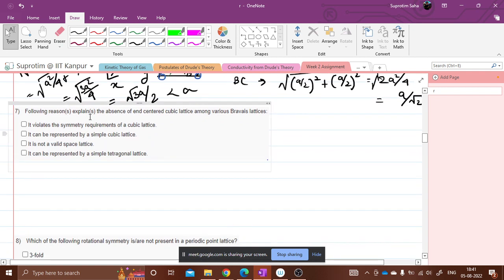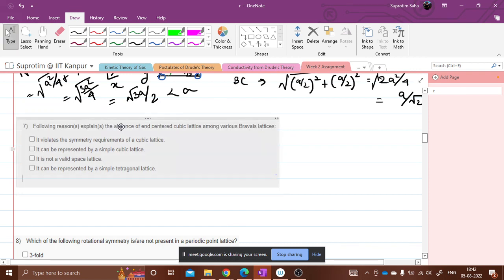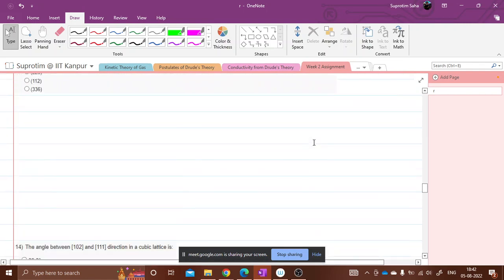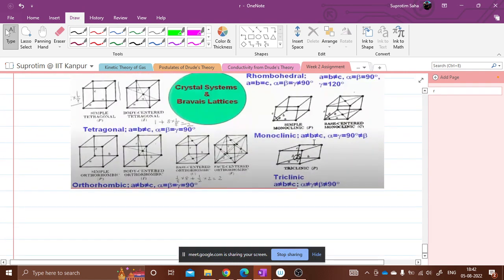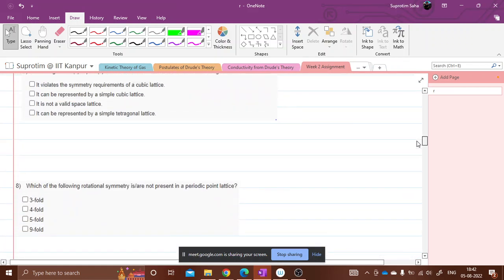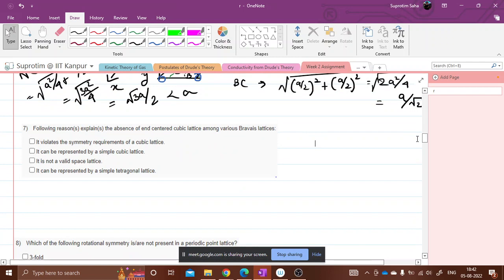So the next question is: following reason or reasons explain the absence of end-centered cubic lattice among various Bravais lattices. All right. So let me just draw it. So, what's the question? Following reason or reasons explain the absence of end-centered cubic lattice among various Bravais lattices. So let's just draw here only.